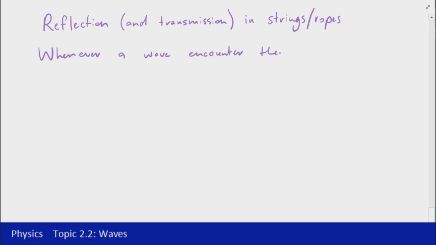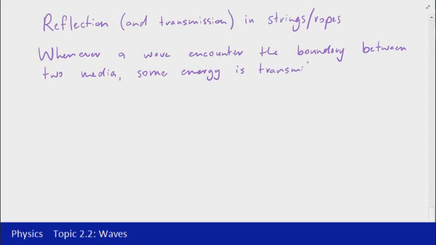So we're now looking at a situation whenever a wave encounters the boundary between two media. We're always going to see this idea of reflection and transmission. So we already know what reflection is. It's the bouncing back of a wave. Transmission is then just the transferring or the movement of the energy into the new medium. And so we'll see both of those occurring whenever we've got the boundary between two media.